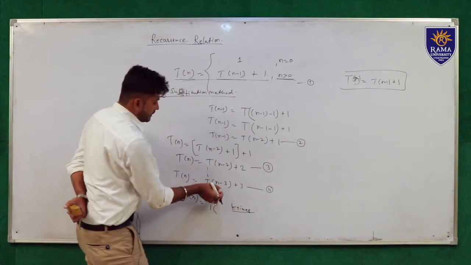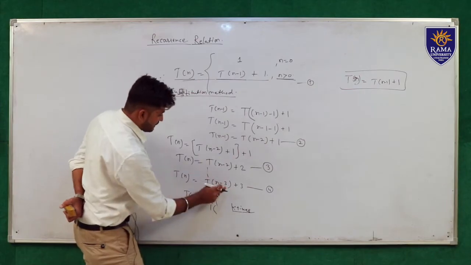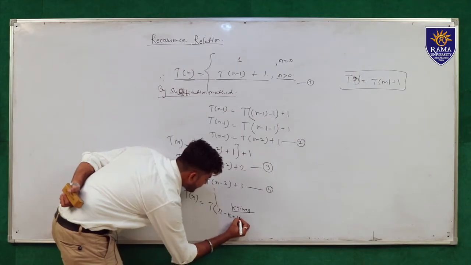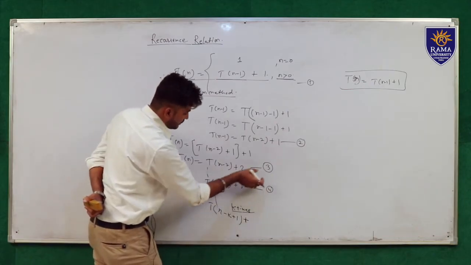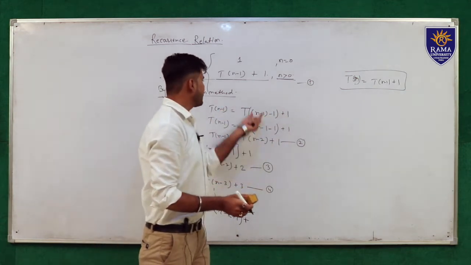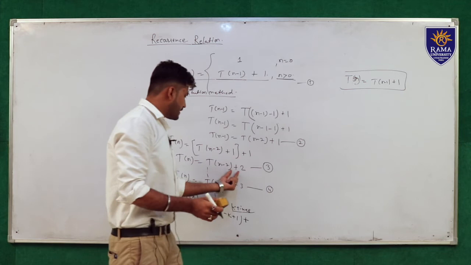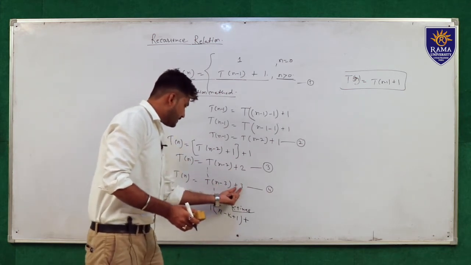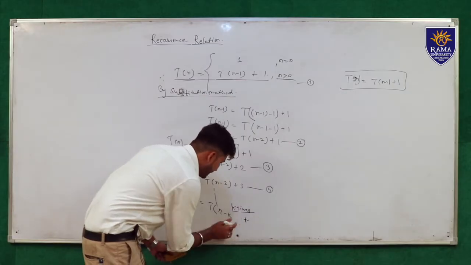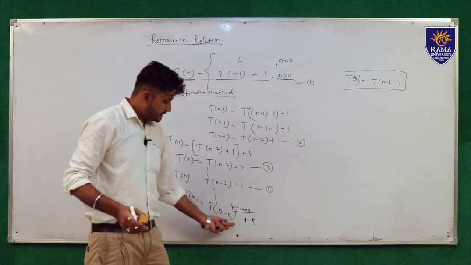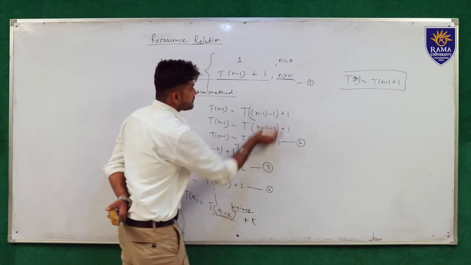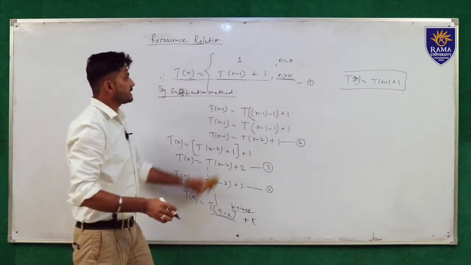So when n is replaced by n-2, Tn-3, we get Tn-k plus k. When we replace n-1, the equation becomes Tn-1 plus 1, Tn-2 plus 2, again Tn-3 plus 3, and after k times, Tn-k plus k. When will it stop? This becomes 0. When n equals 0, the termination condition is 1.